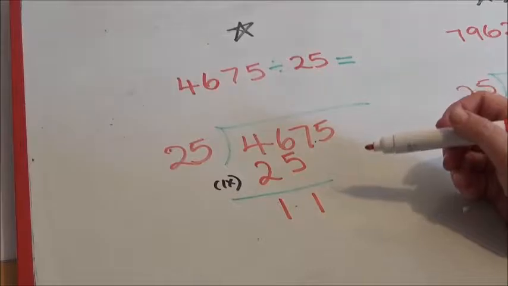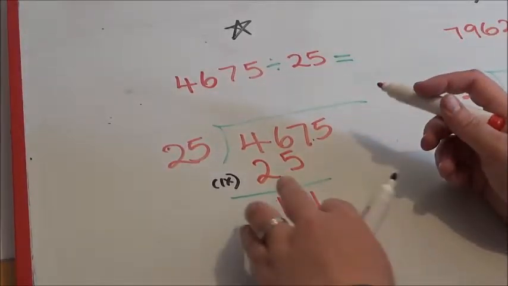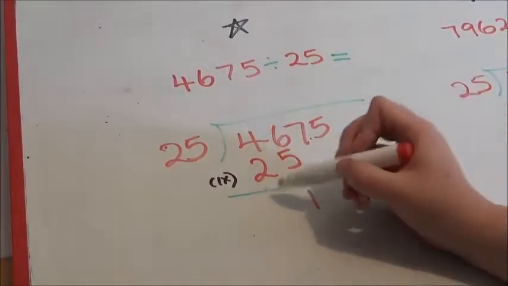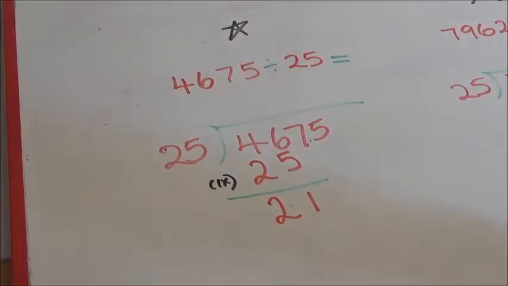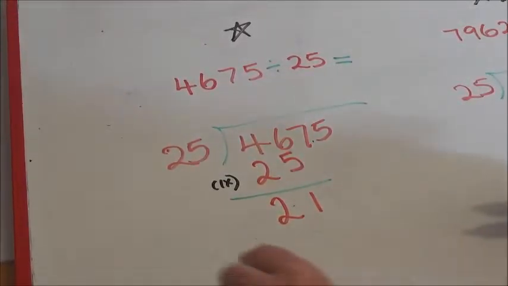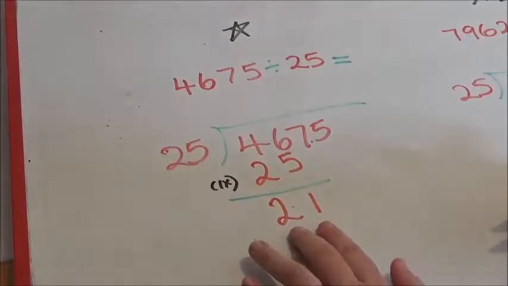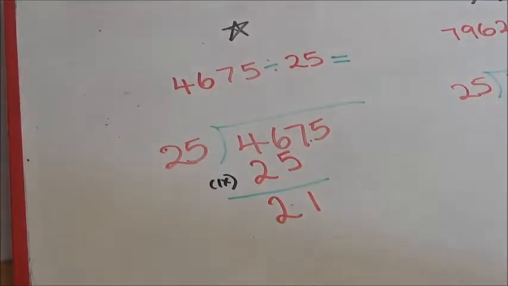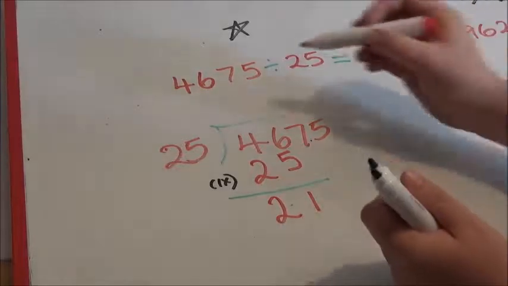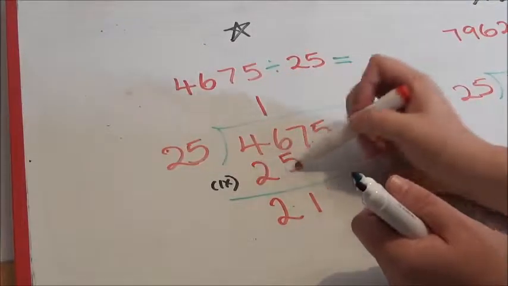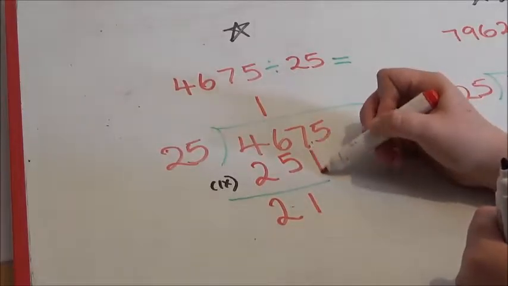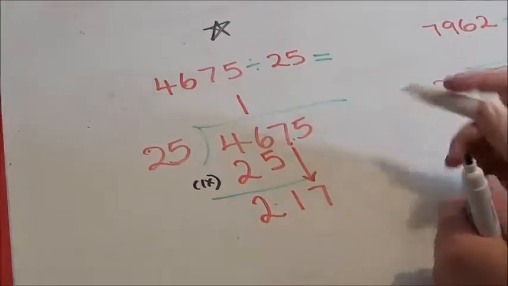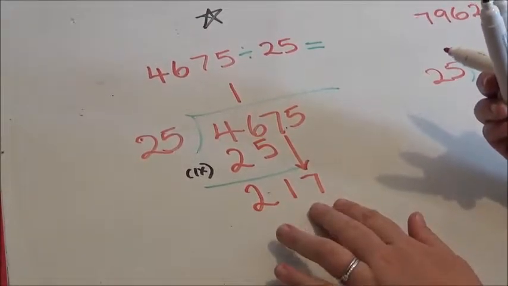Can't get any more groups. Sorry, completely wrong. 4 tens take away 2 tens is 2 tens. We've got 21. Can we get any more groups of 25 from 21? No, we can't. Or 11. That's the wrong one. So we had 1 group here of 25 that we could group. Next, we're going to move our place value position down. So we've got the number 217.